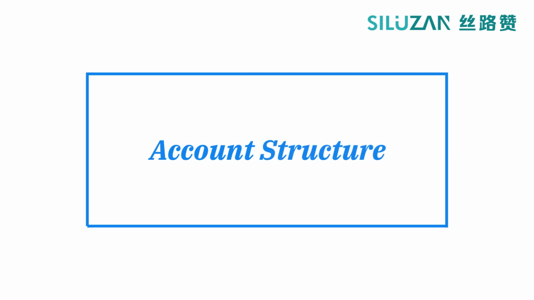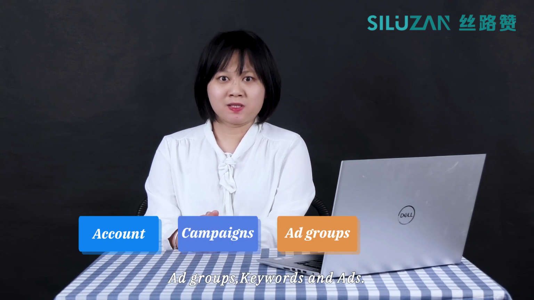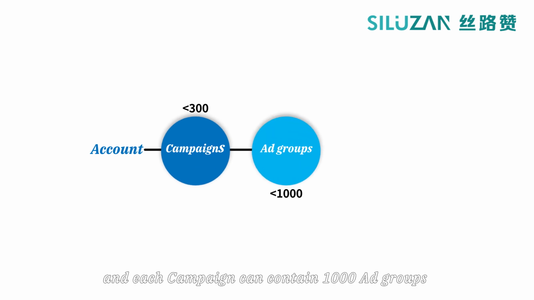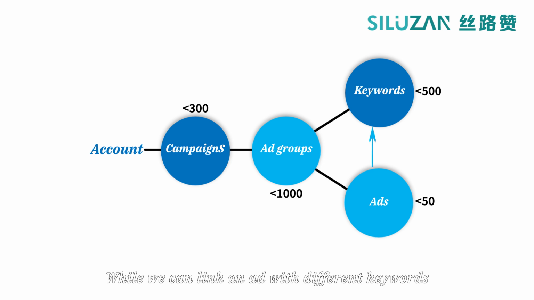Account structure. Every account consists of 4 layers. They are the account itself, our campaigns, ad groups, keywords, and ads. We can create 300 campaigns at maximum, and each campaign can contain 1,000 ad groups. An ad group can contain 50 ads and 5,000 keywords. While we can link an ad with different keywords, a keyword can also be linked to several different ads.